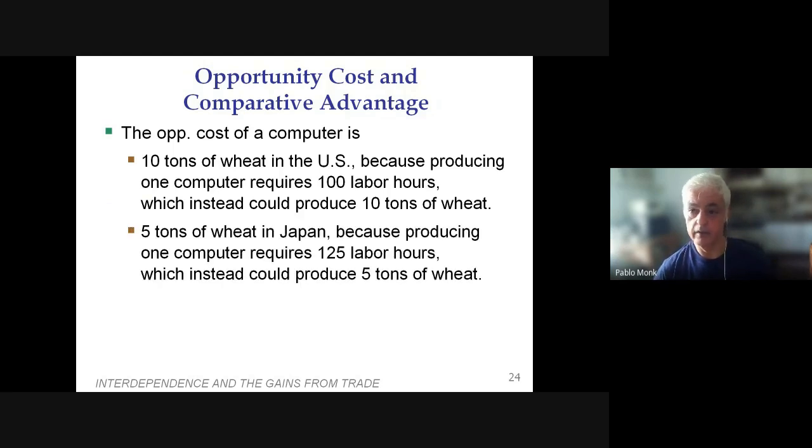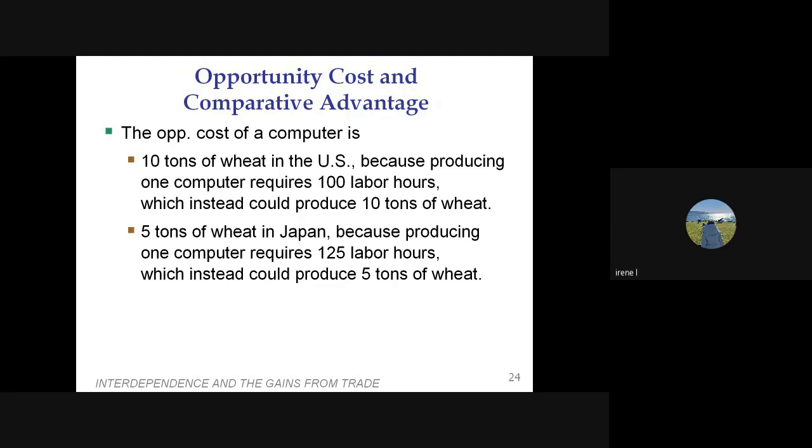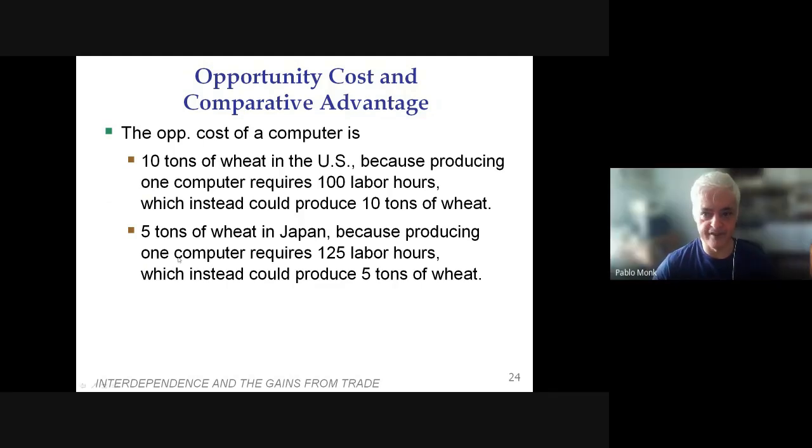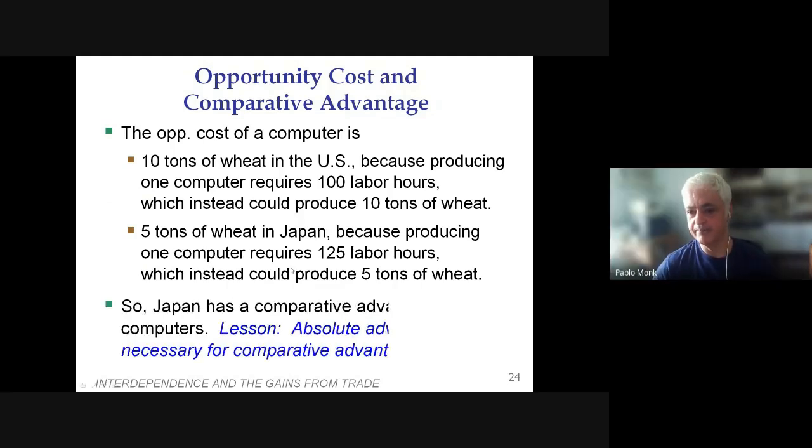In Japan, the opportunity cost of a computer is only 5 tons of wheat because one computer is 125 labor hours, but that could only produce 5 tons of wheat because remember, they're not very efficient at wheat, right? So what do I notice? 5 sounds lower than 10, right? So what does that mean? Japan has a comparative advantage in computers. For them, they can make computers at a cheaper cost in terms of wheat than America can make computers.